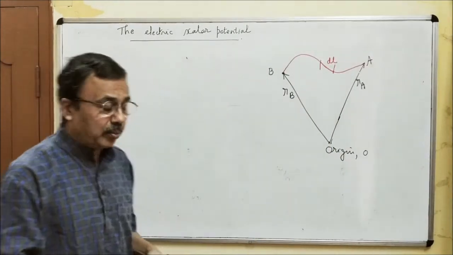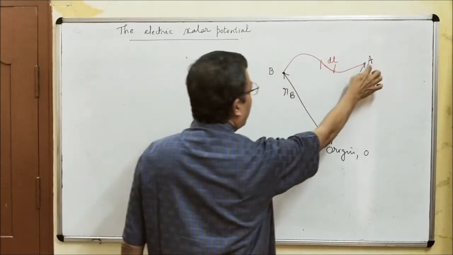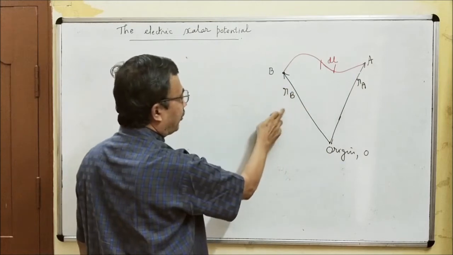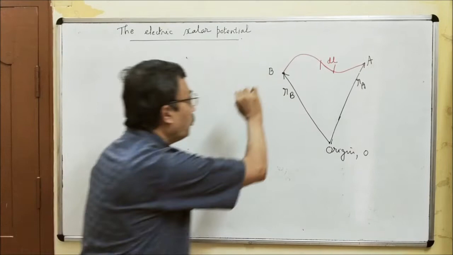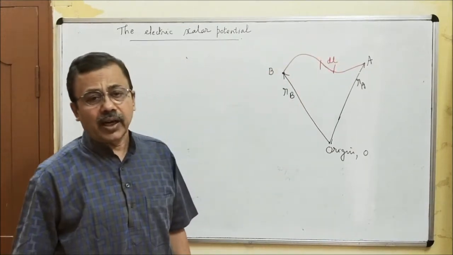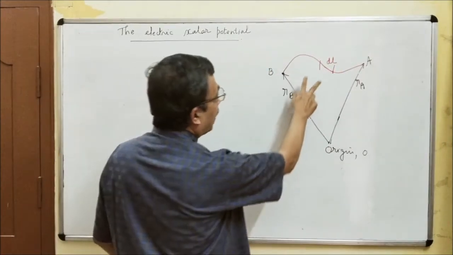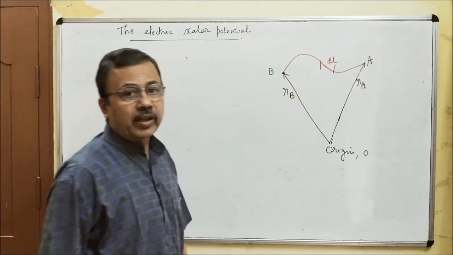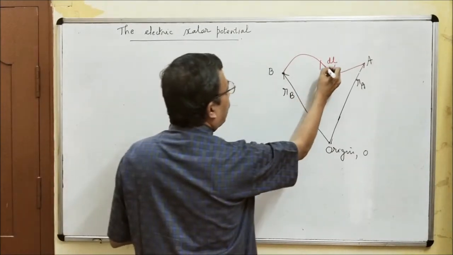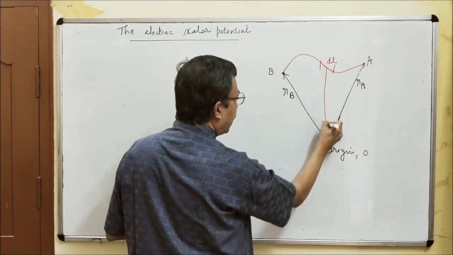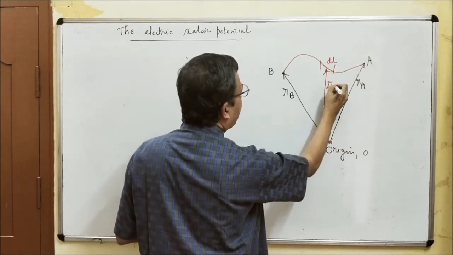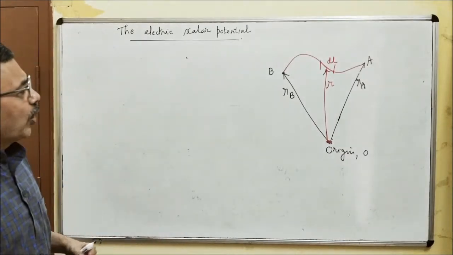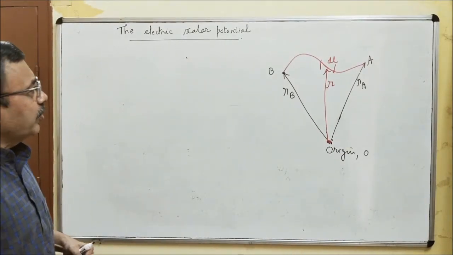I repeat, we have taken 2 points B and A, which have distances RB and RA respectively from the origin. Let the points B and A be connected by a random curve. We have taken an elemental length dl of this curve. The midpoint of dl is at a distance r from the origin.